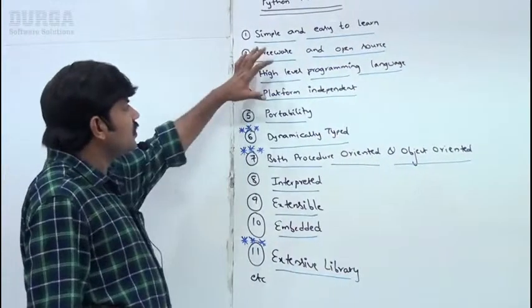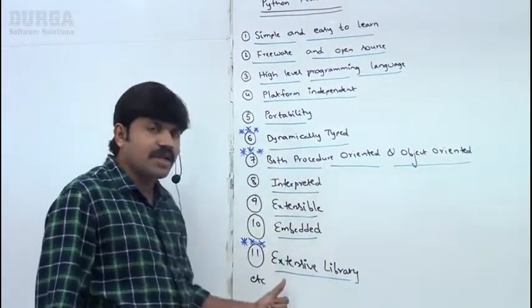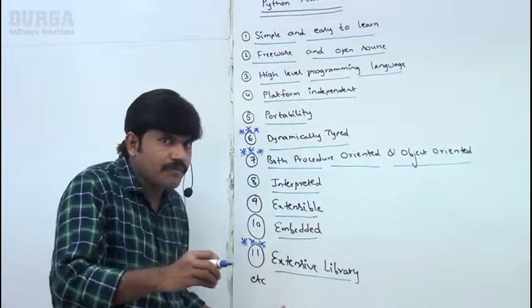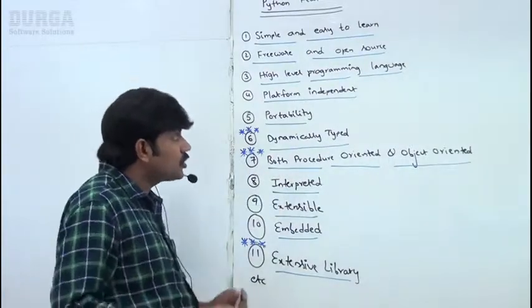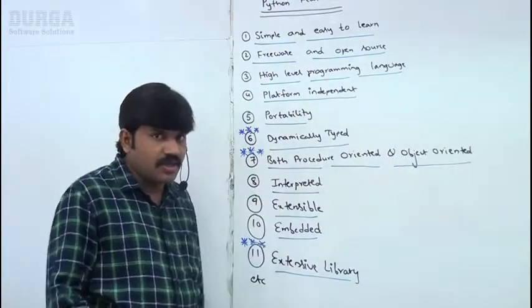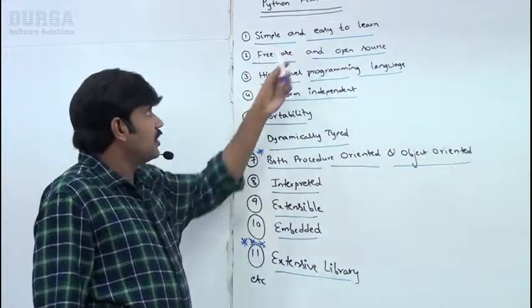So these are 11 features that I listed, and we have to discuss and perform a post-mortem on these things. Are you able to understand? What is the first one? Simple and easy to learn.